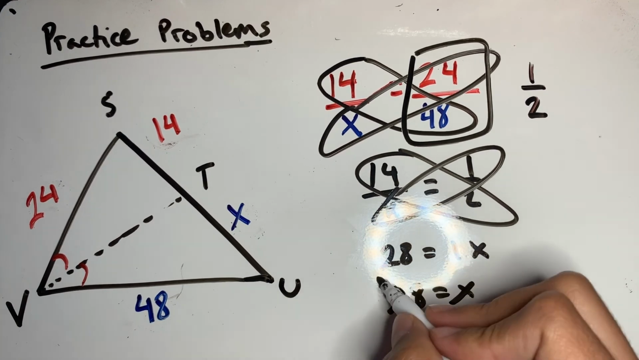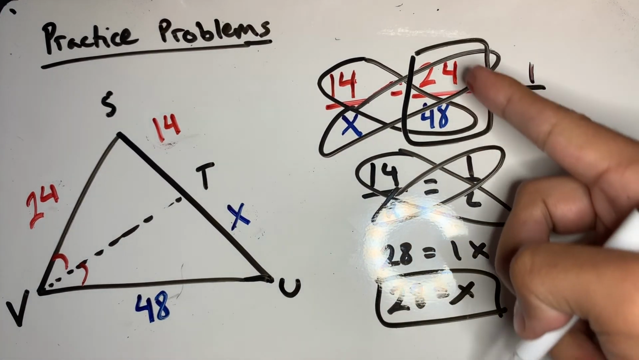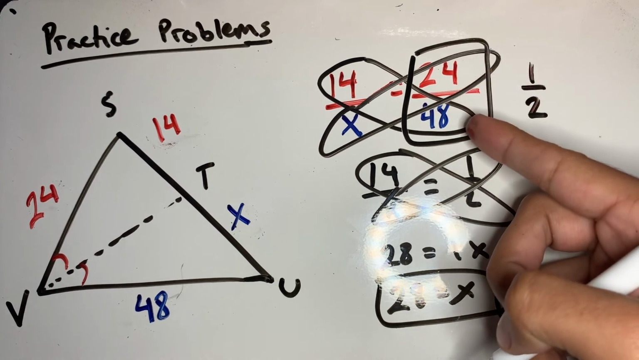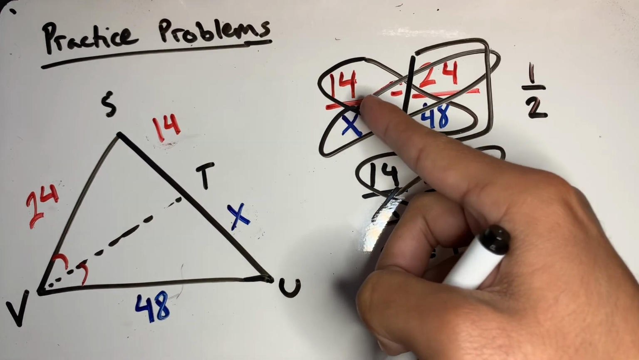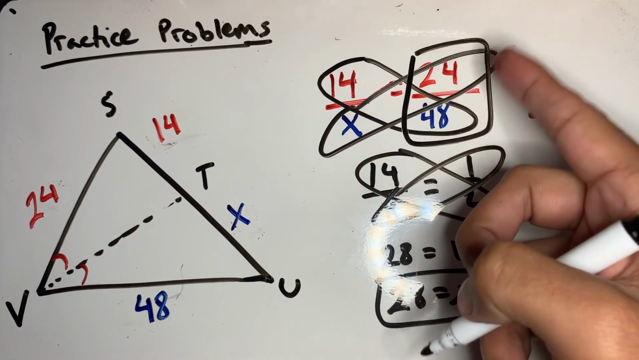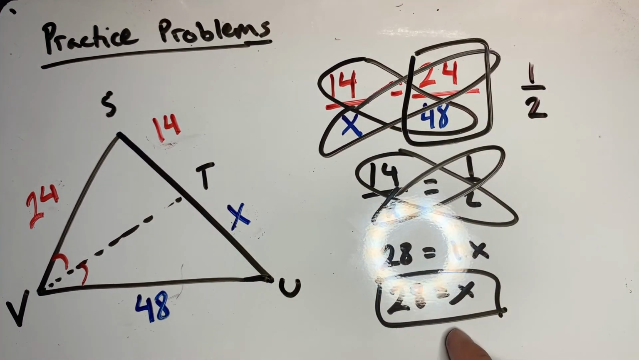And that's a wrap. So I saved myself time by simplifying this first. If not, then I would have had to multiply 48 and 14, and then x by 24, and then divide by 24. I'm going to get the same answer anyways, but this was just a faster and easier step.